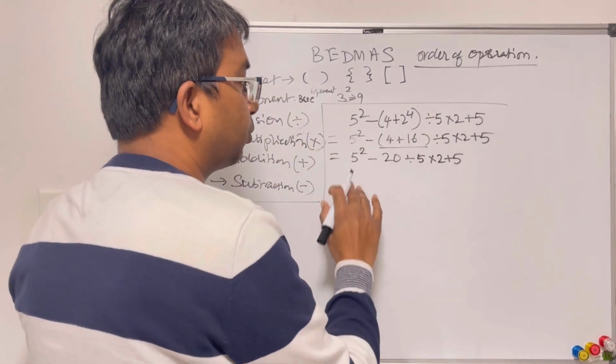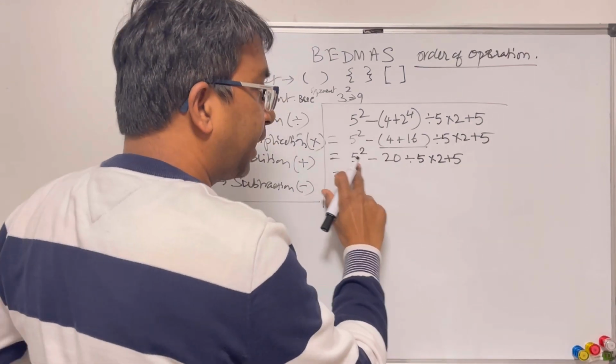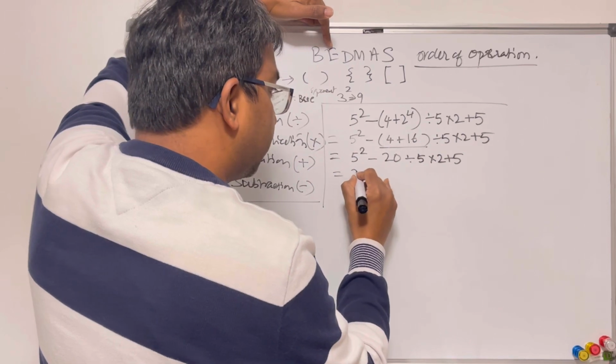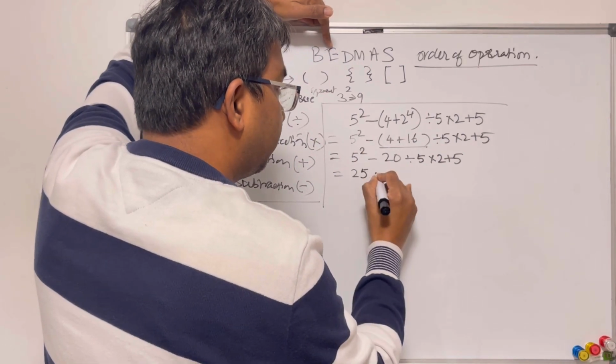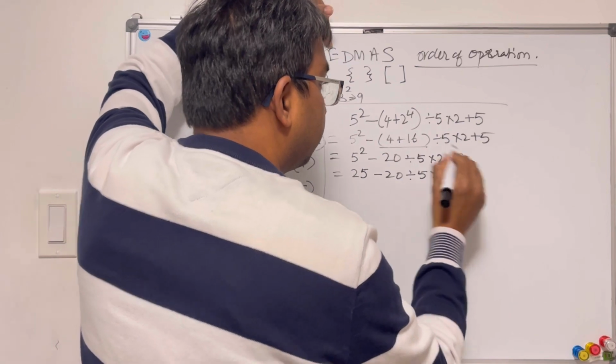Now let's come to this one. Here, if you see, everything is done. Now is there any bracket? No. Are there any exponents? Yes. So let's solve this first. 5 square is 25. Now keep everything as is. Done.